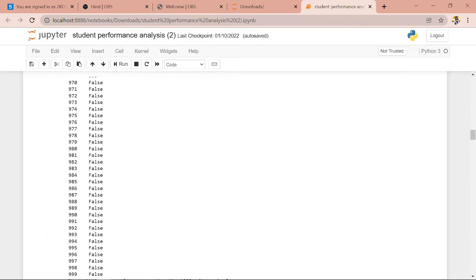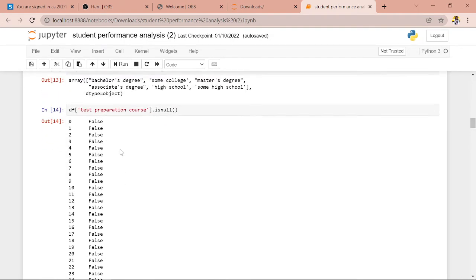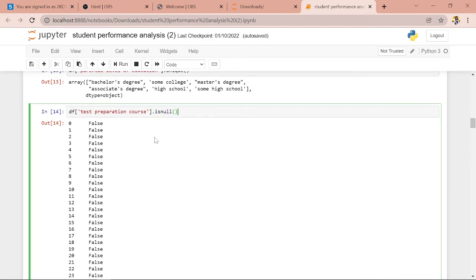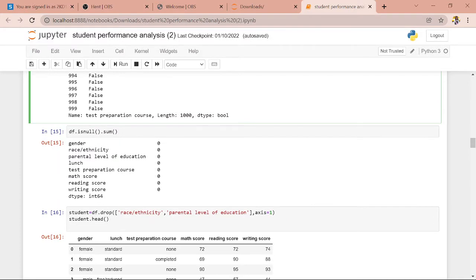There are 1000 rows, 1000 data, all are false because of isnull. And next, isnull().sum(). It refers to no row containing any null value. Gender, race, every column or every row consists of at least one data, so the null value is 0 obviously.